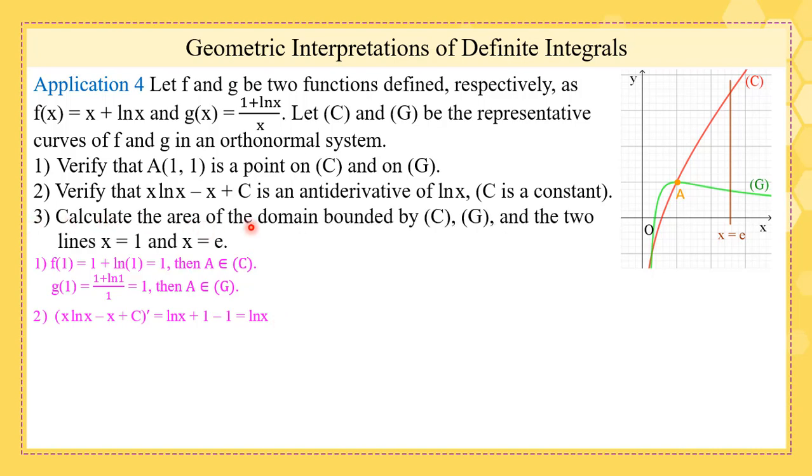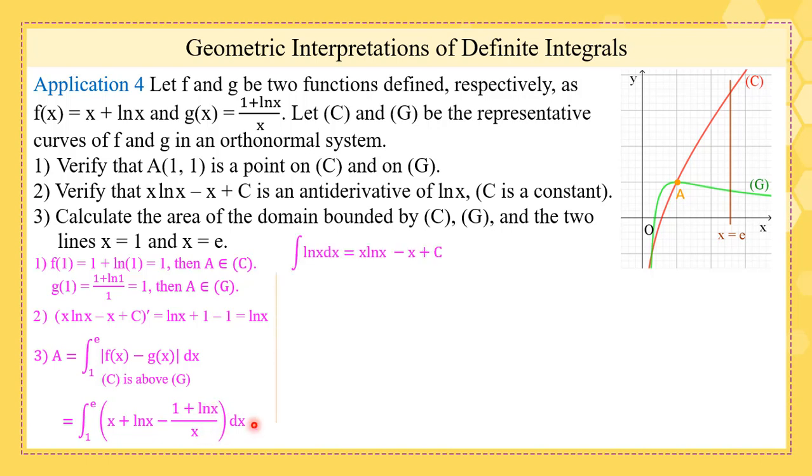3. Calculate the area of the domain bounded by C and G and the two lines x equal 1 and x equal e. Pause the video, then solve. Solution: A equal the integral from 1 to e of the absolute value of f of x minus g of x dx. Since C is above G, then the value within the absolute value is positive. Then we remove the absolute value without change. Then we have the integral from 1 to e of x plus ln x minus (1 plus ln x) over x dx.